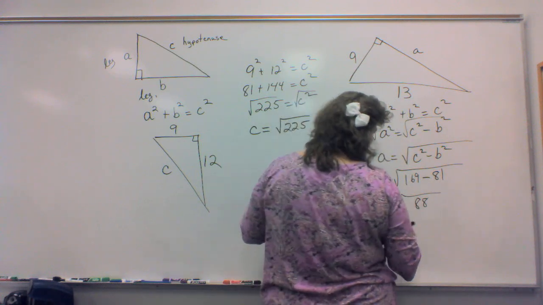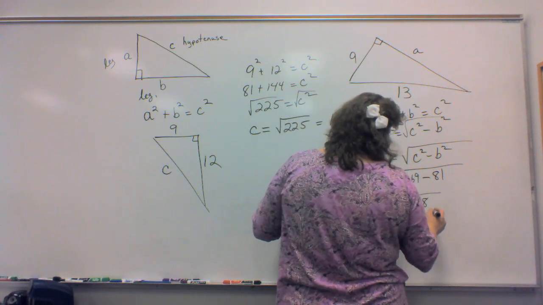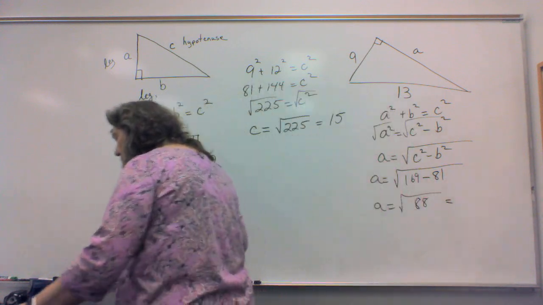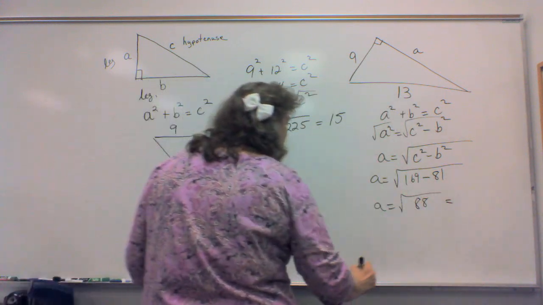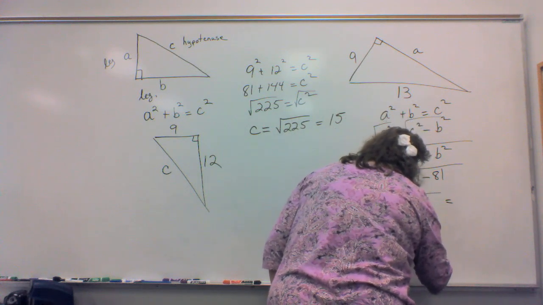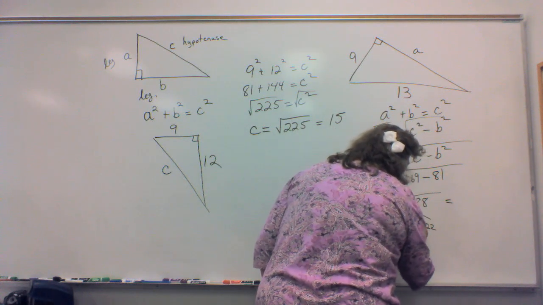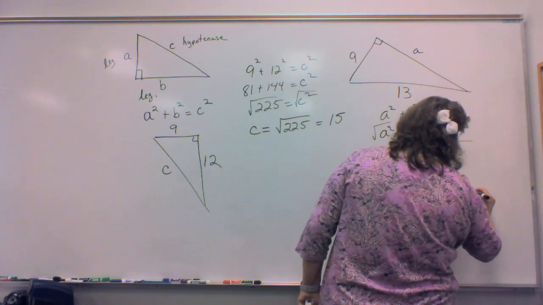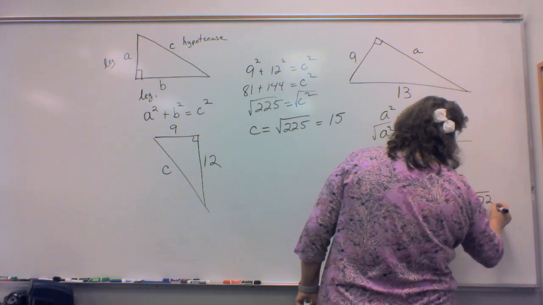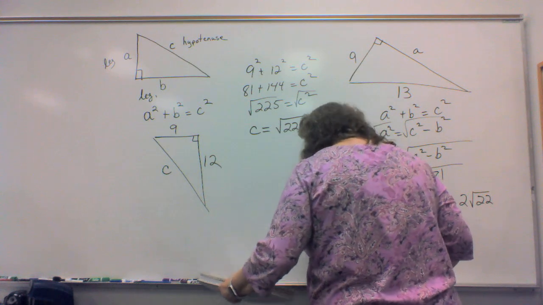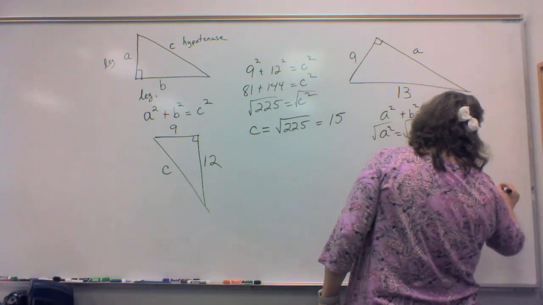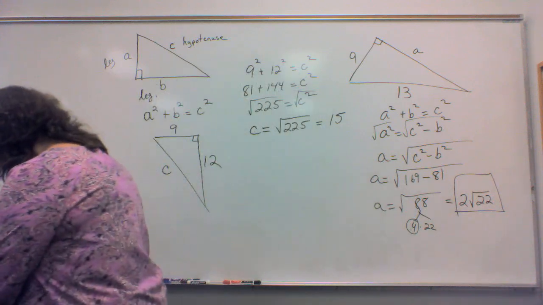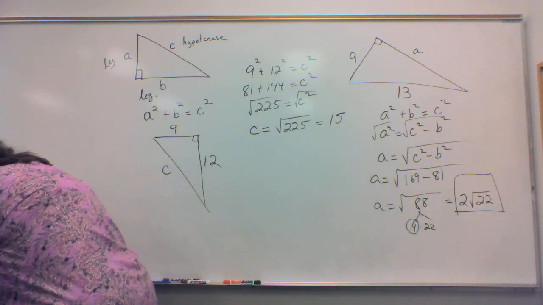If we want an exact value, 88 is 4 times 22. 4 is a perfect square, so the square root of 4 is 2, times the square root of 22. That would be the exact value. And I think for you guys, they're asking for exact values.